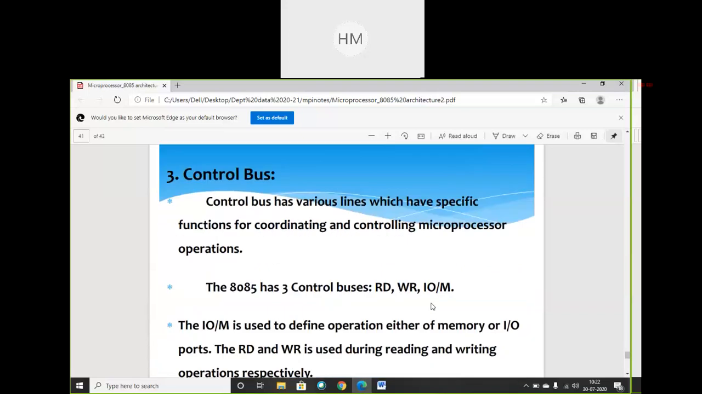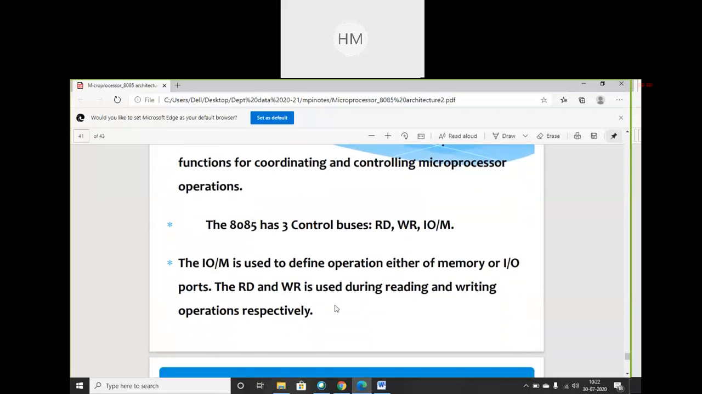Then the control bus. Three control signals are there: read, write, and IO/M bar. IO/M bar tells you what is to be selected: input-output devices or memory. The IO/M bar is used to define the operation either of memory or input-output ports. The read and write are used during reading and writing operations respectively.